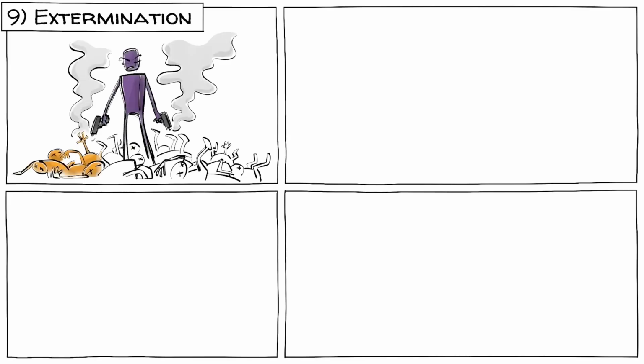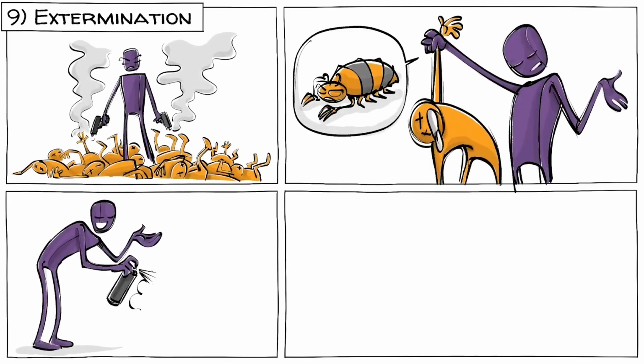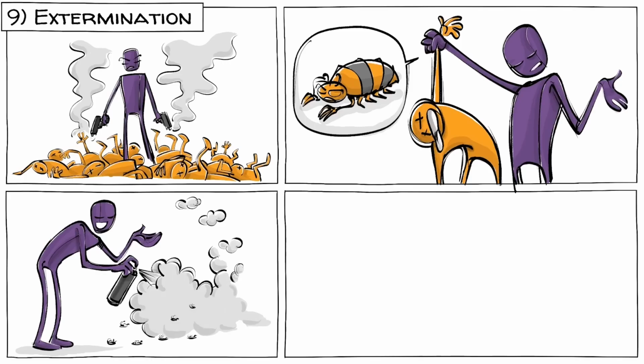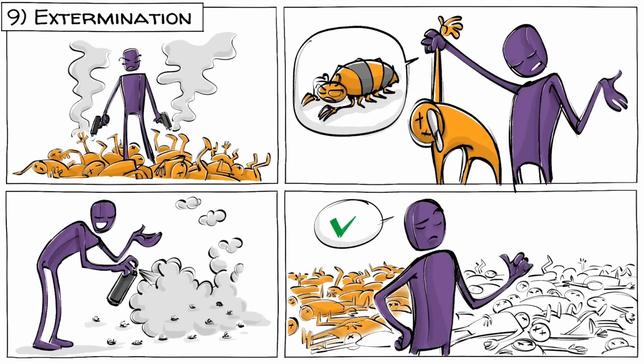Ninth is extermination. The mass killing begins. The culprits view their victims as less than human, believing they are cleansing the world of an undesirable element, and in doing so justify the use of disproportionate violence.